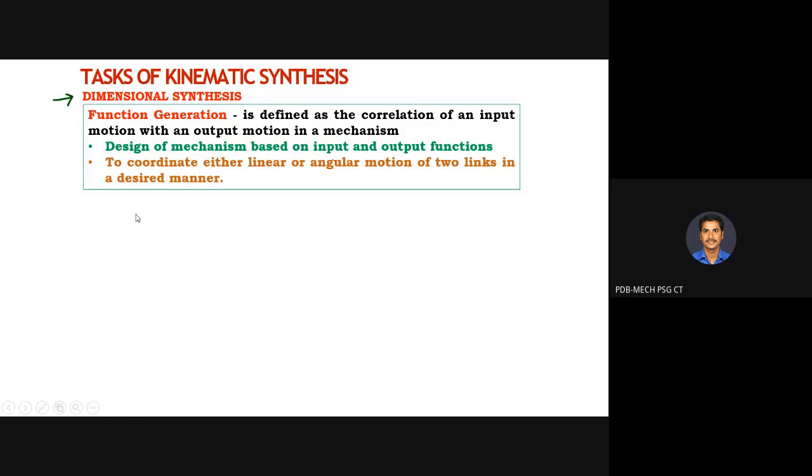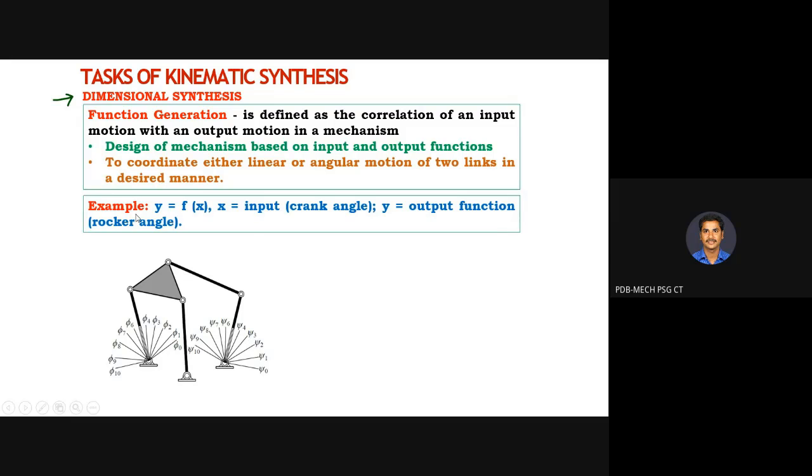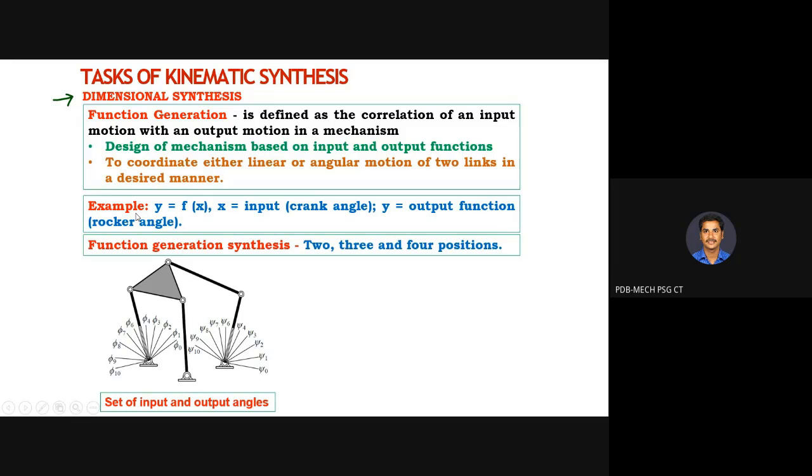So as I told, we are going to give more attention to the dimensional synthesis. Function generation is what we are going to look at now. So what is meant by function generation? Read the definition and tell. It is defined as the correlation of an input motion with an output motion in a mechanism.